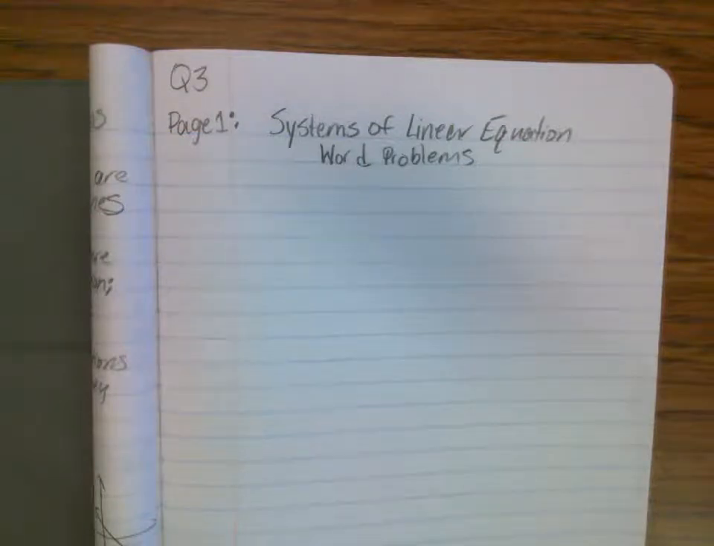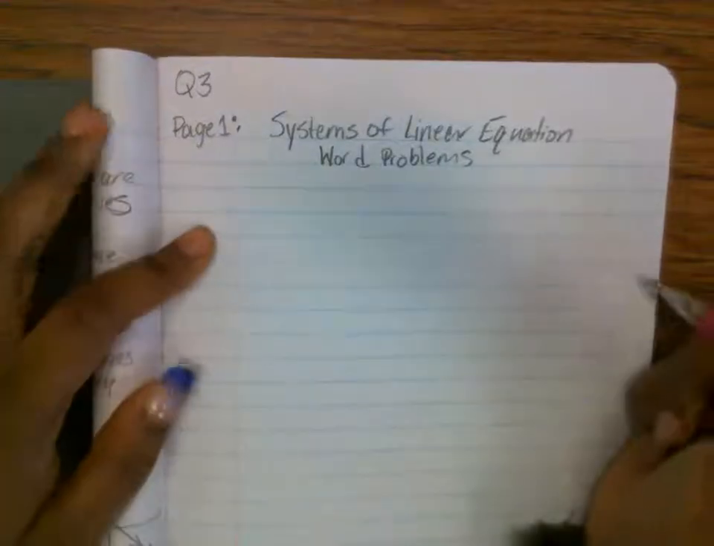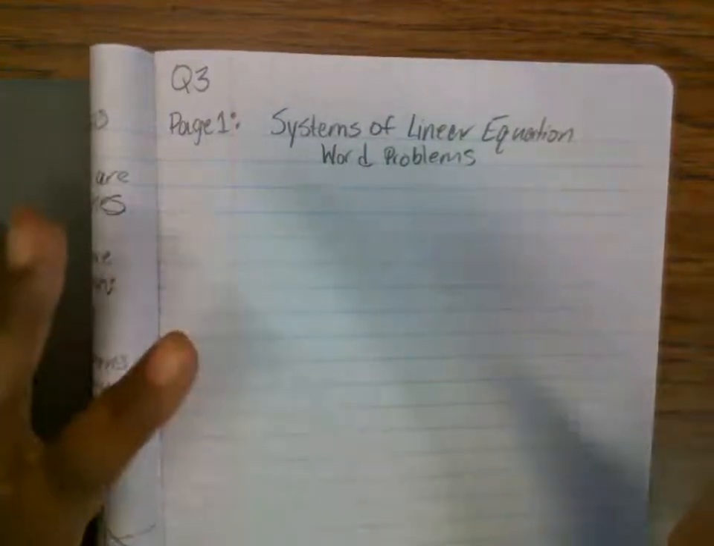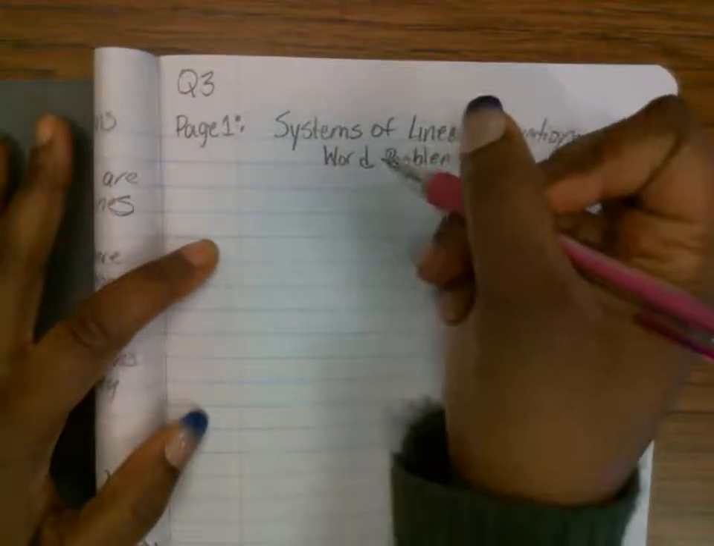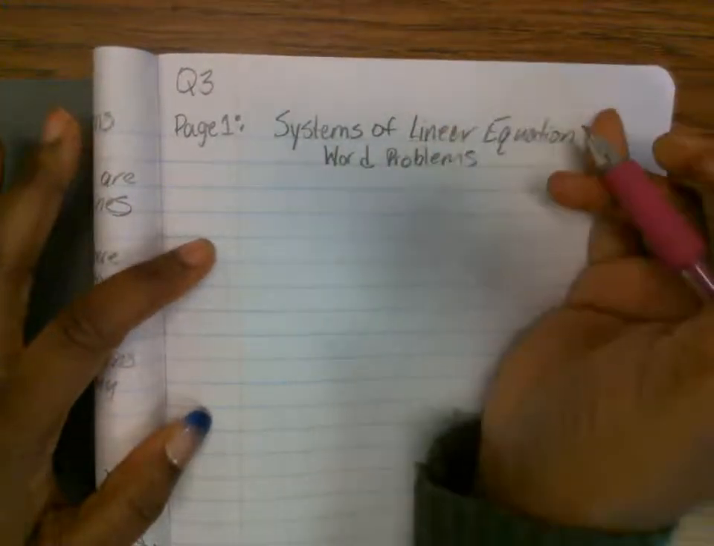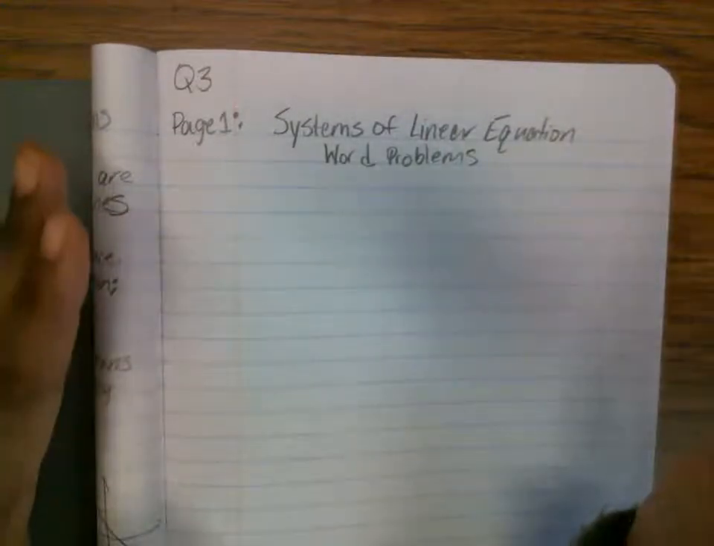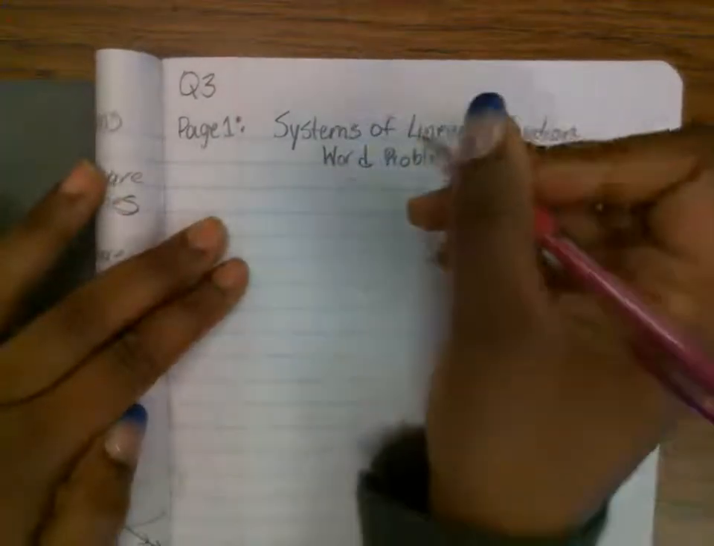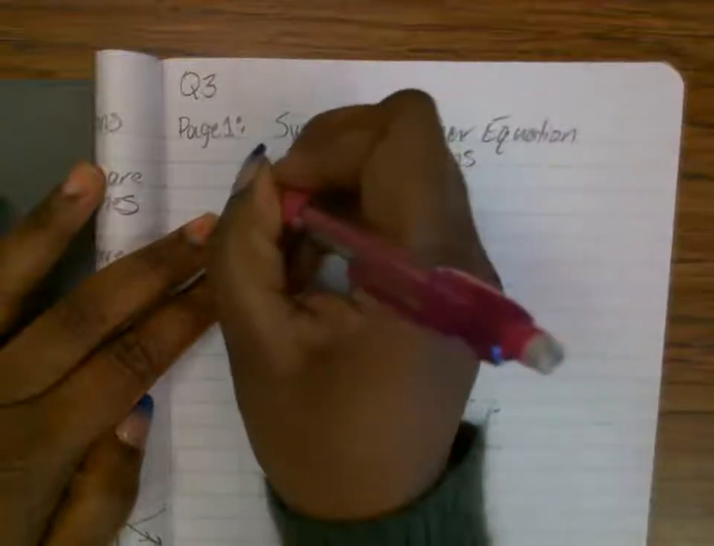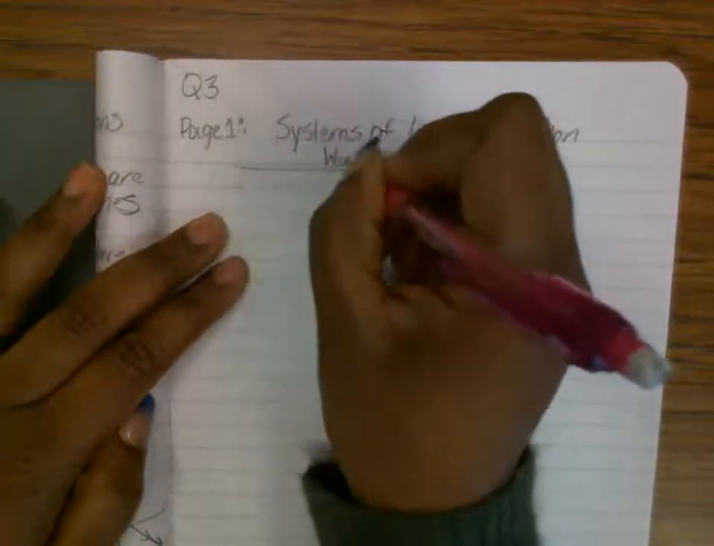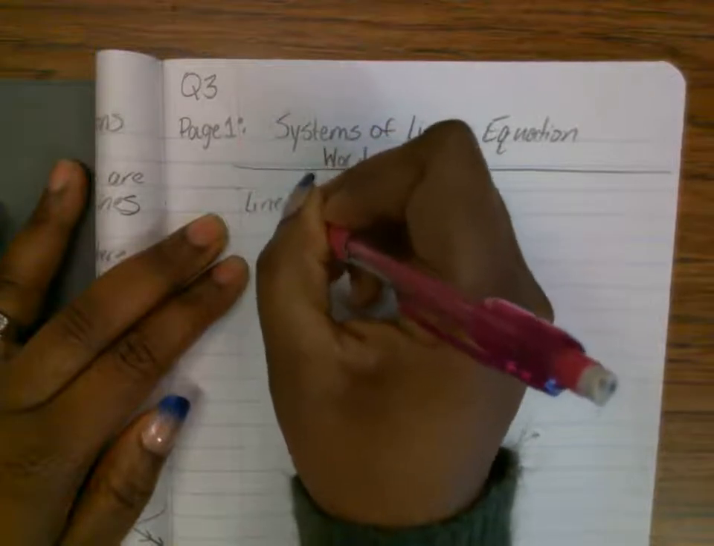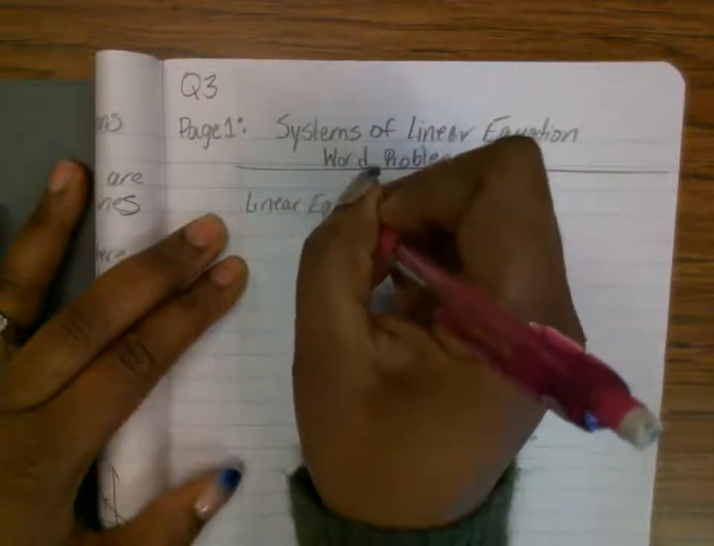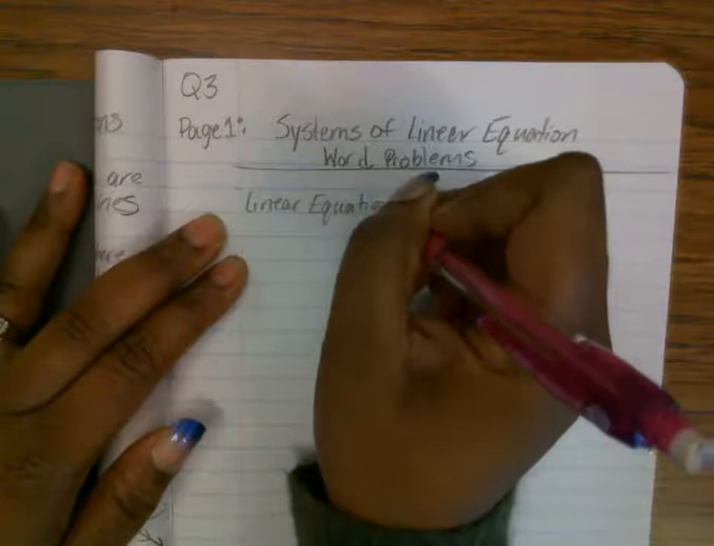All right. For systems of equation word problems, there are some things that you must know, okay? Some things that I've got to review to make sure that you can fully understand how to solve a word problem. And one of those things is knowing what a linear equation is, okay? This is super important. Linear equations are equations that graph straight lines.